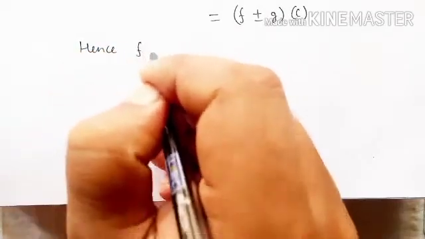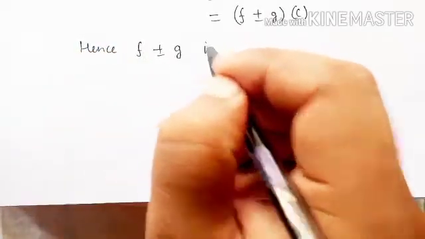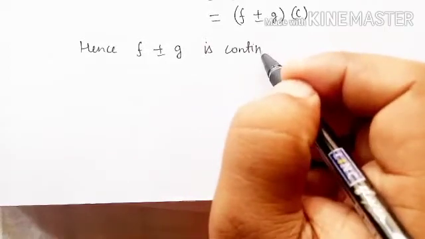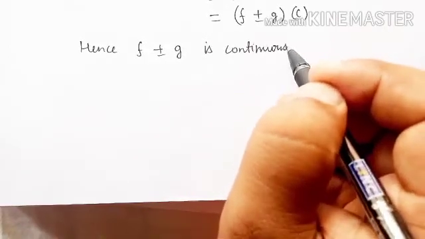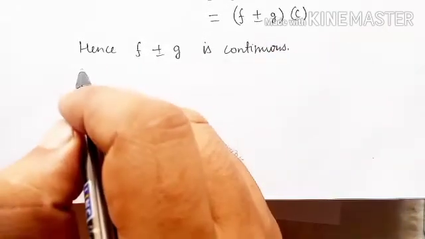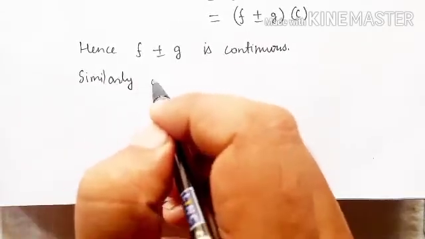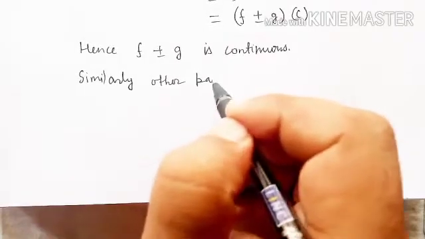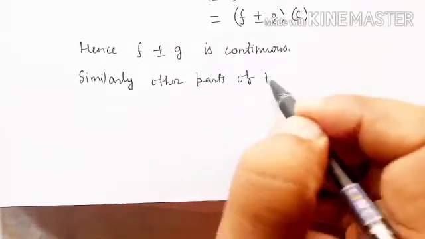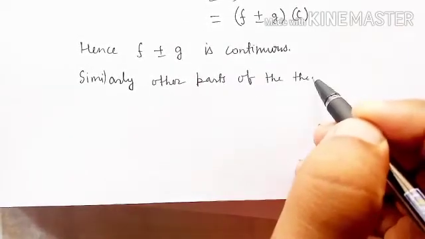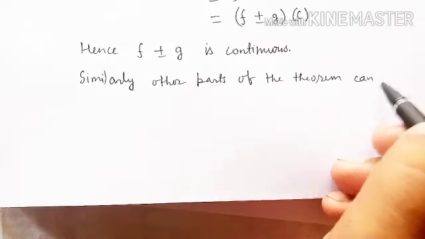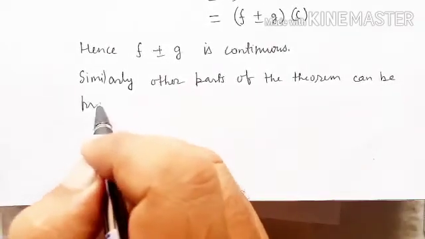Hence, f plus or minus g is continuous. Similarly, other parts of the theorem can be proved.